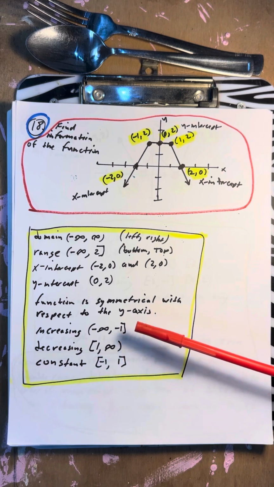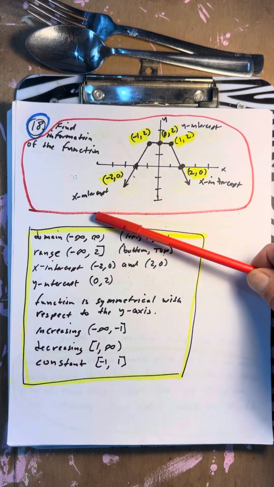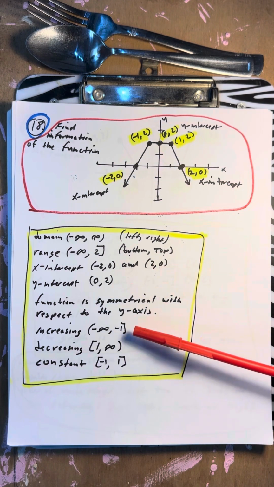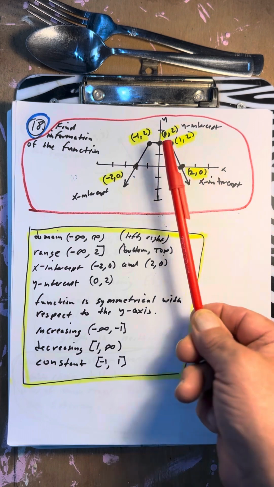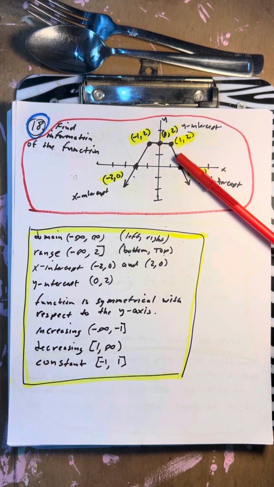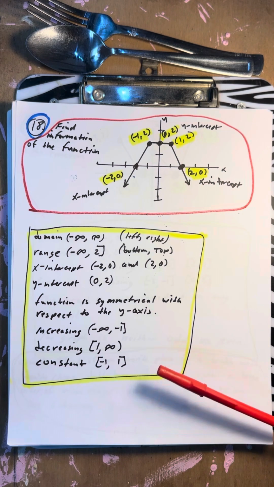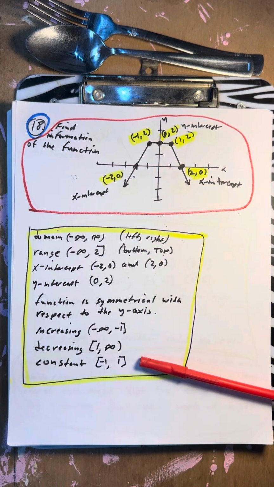Increasing. Well, from negative infinity to negative 1, this graph's going up. Decreasing from 1 to infinity. From 1 to infinity this way, this graph is going down. So we're going up, it stops right there, now it's going down right here. And between negative 1 and 1, right here, it's constant.